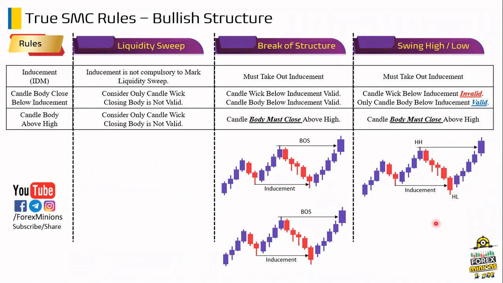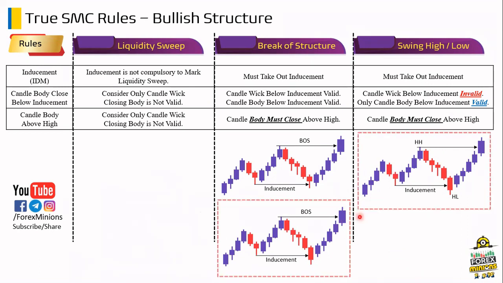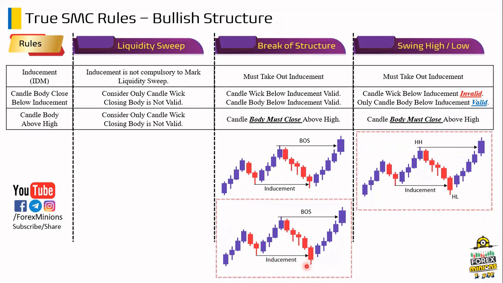Now, just for a prolonged clarification, let me remove these liquidity sweep sample diagrams. Here, we have only break of structure and swing high and low examples. Now, check these box diagrams or sample sizes. Have you noticed anything? Anything similar between them? Check here. Both examples are similar: same inducement level, and same candle closing below inducement, and same candle closing above previous high.